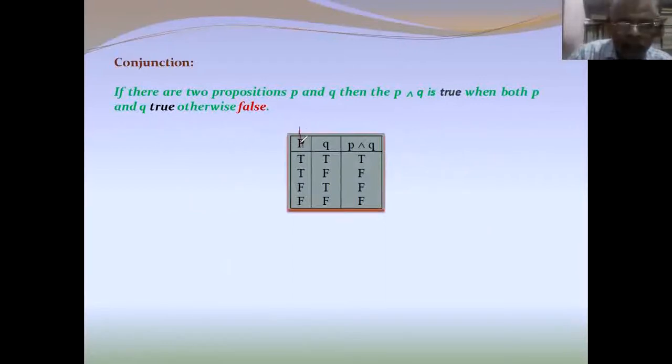There are two different propositions, P and Q, and the total interpretations are true, true; true, false; false, true; and false, false. Both are true in the first row, so P meet Q is true, and in all other cases it is false.